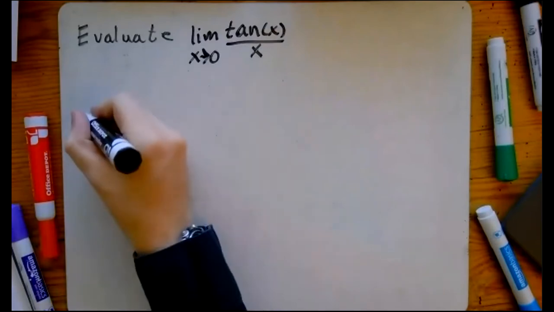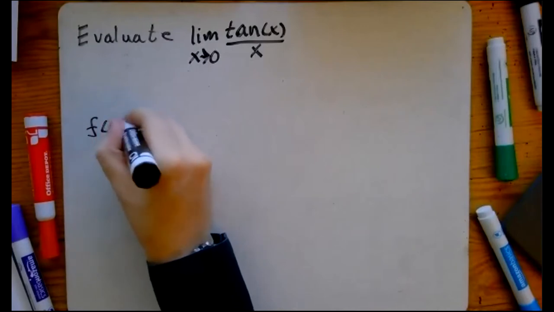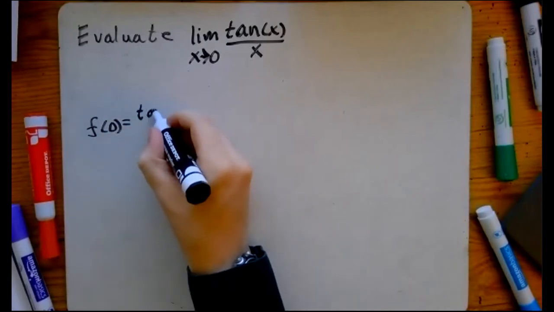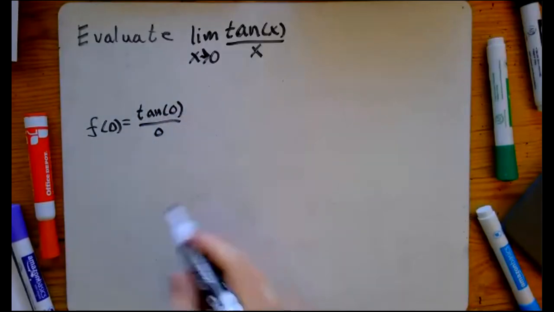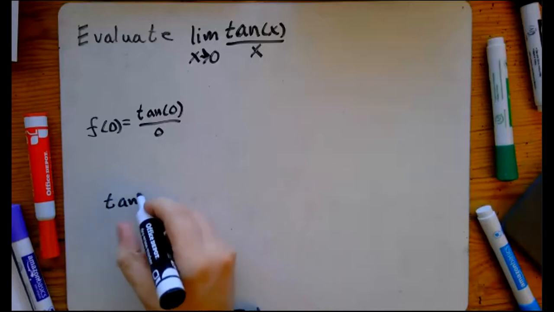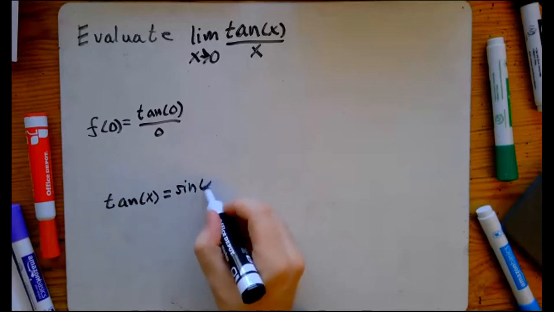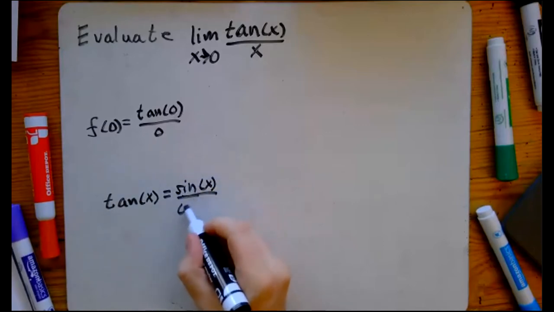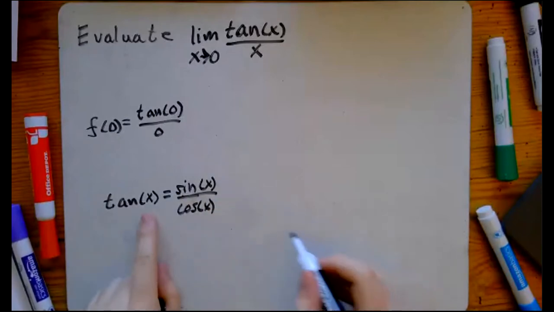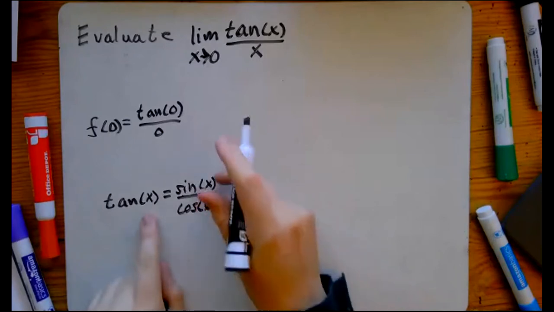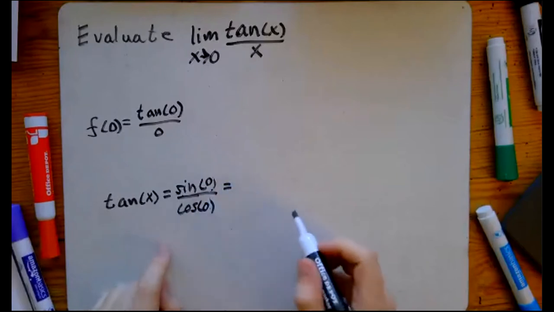Okay, well, first things first, we're going to follow the first step of our flowchart. We're going to find f of 0. Well, that's going to be tan of 0 divided by 0. Now, what is tan of 0? Tangent, of course, is sine over cosine. So plug in 0, and it will be sine of 0 over cosine of 0.